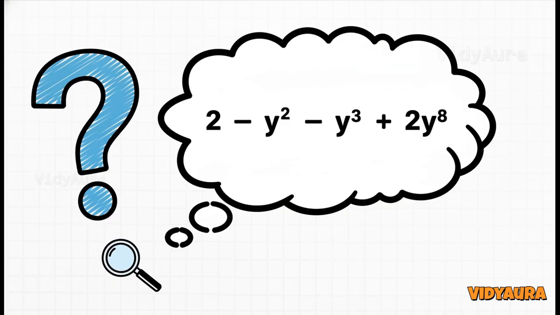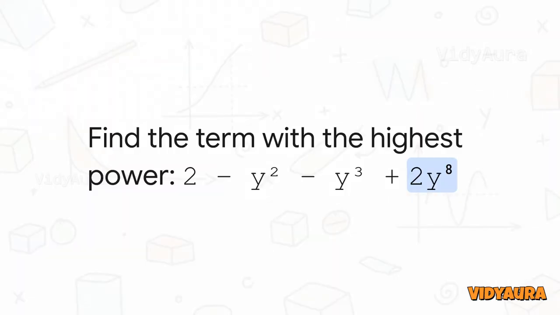We're just going to look at each term one by one and check the power of the variable y. Okay, let's scan those exponents. The term negative y squared has a power of 2. The next one, negative y cubed, has a power of 3. And that last one, 2y to the 8th, has a power of 8. So between 2, 3, and 8, which one is the highest? Well, it's 8, of course. So that last term is the one we need to focus on.